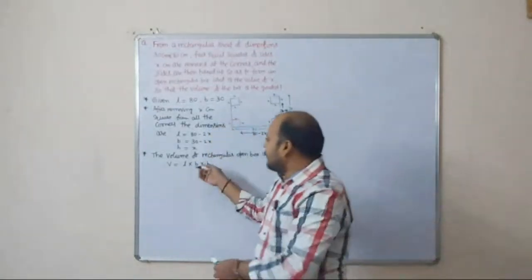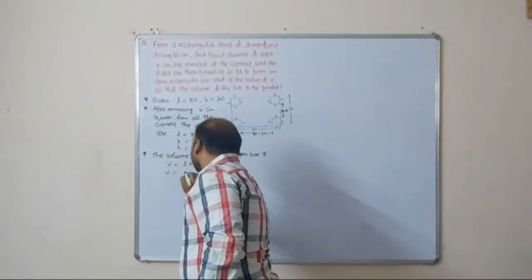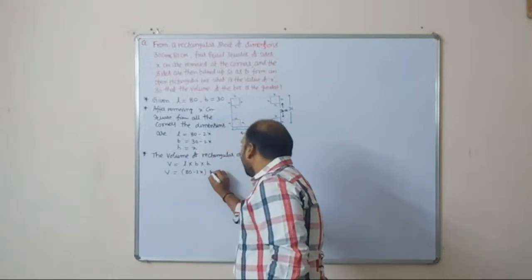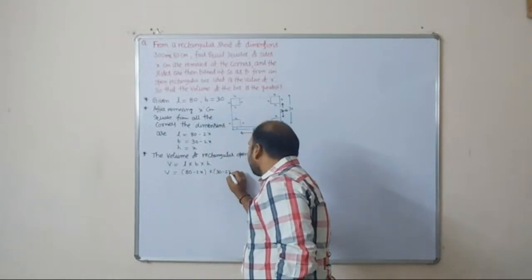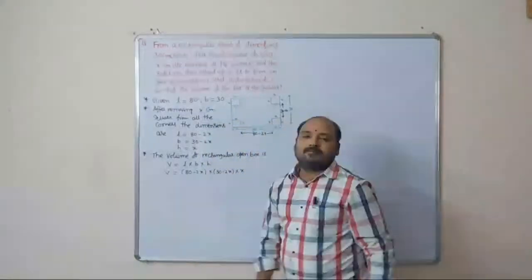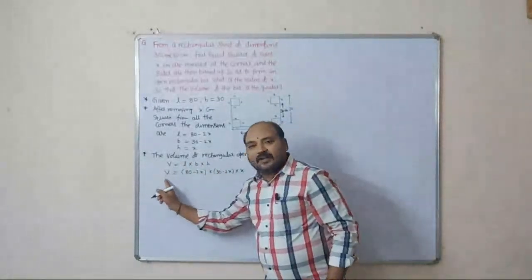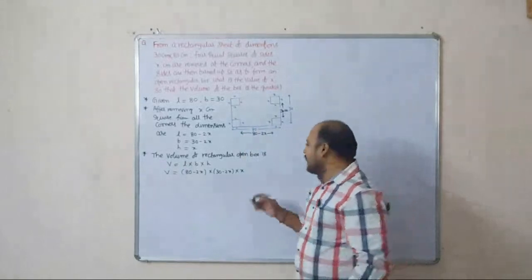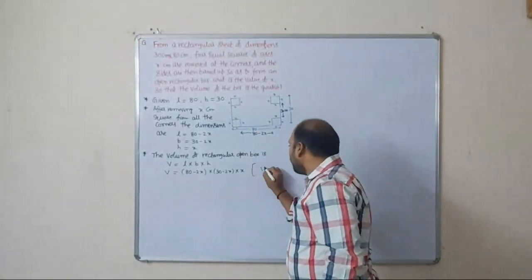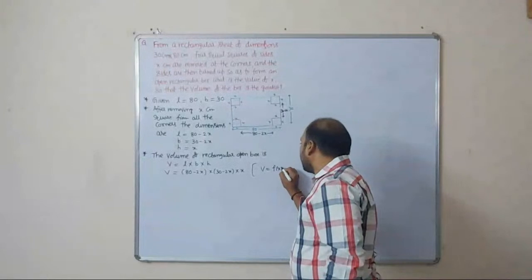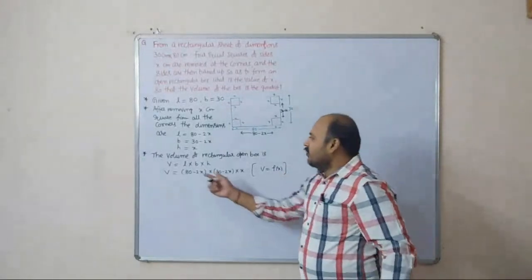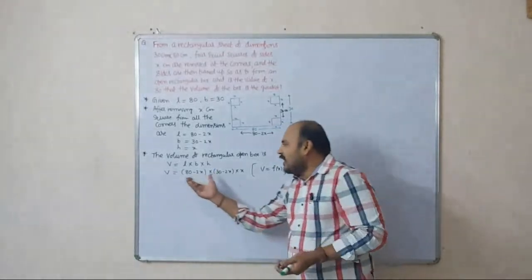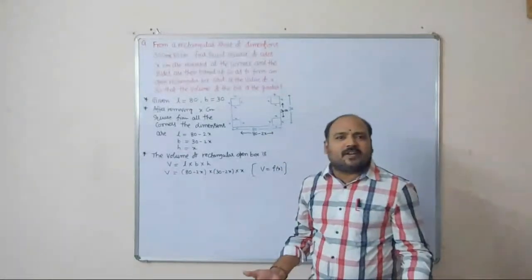So substitute these values. V is equal to (80 minus 2x) into (30 minus 2x) into x. Volume of the rectangular open box in terms of x is there, no? So I am assuming V is equal to f of x. Sir, why are you taking V is equal to f of x? Because the volume of the rectangular open box is in terms of x.